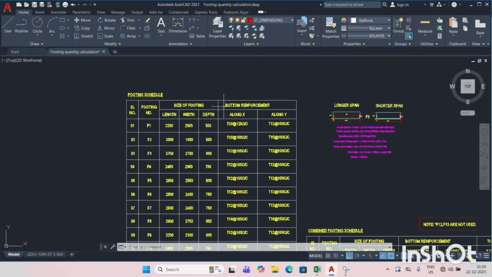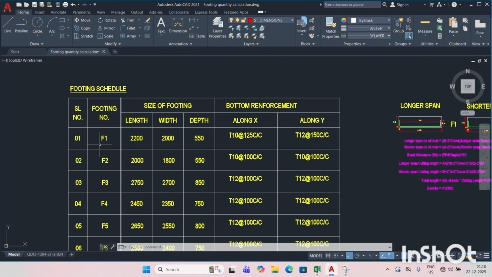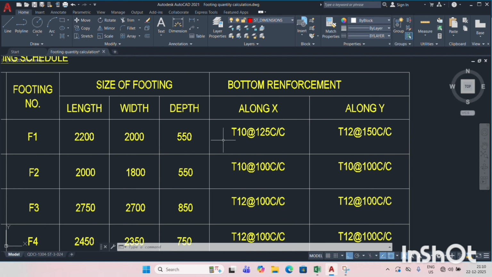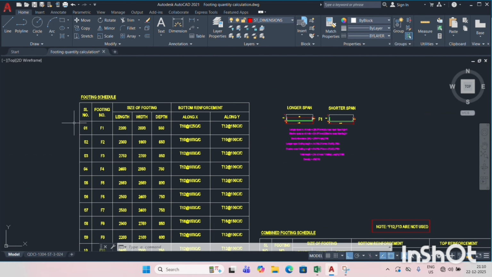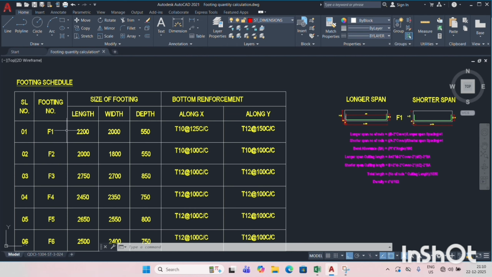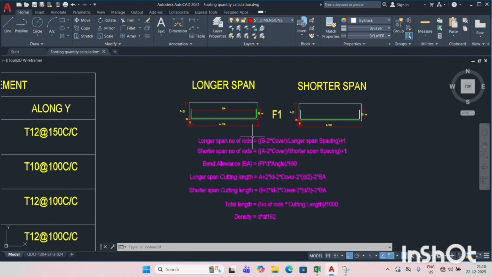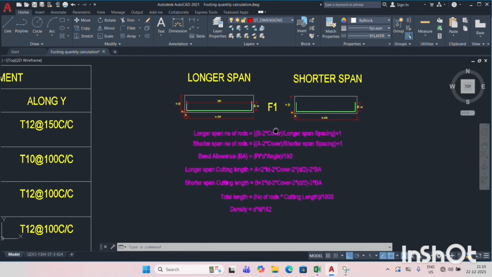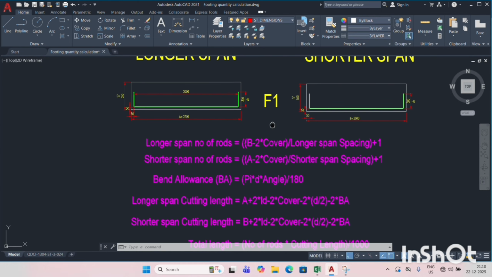So here for training purpose I am taking F1 footing having a length of 2200 mm and width of 2000 mm and depth of 550 mm, and reinforcement detail of longer span T10 at 125 mm and T12 at 150 mm. This is the footing bar binding schedule tabular column, and from this I have extracted some cross sections along the longer span and shorter span for your understanding purpose and created some formulas here.